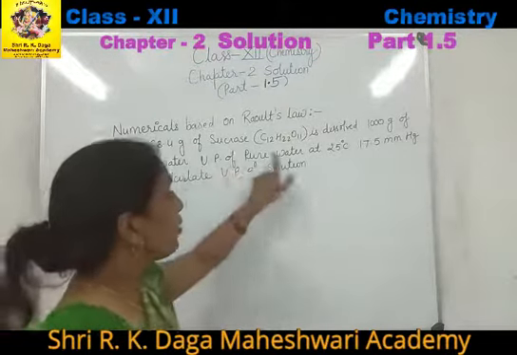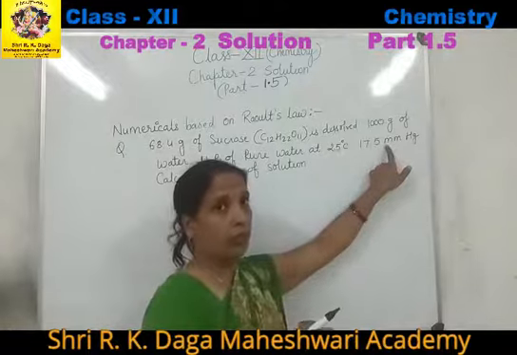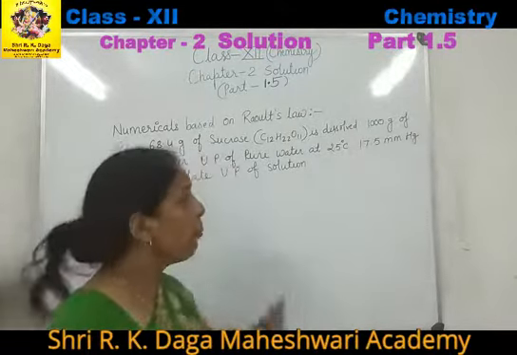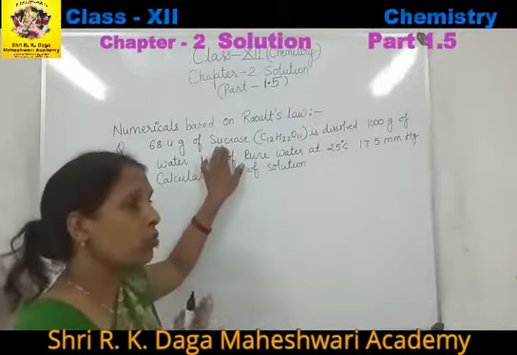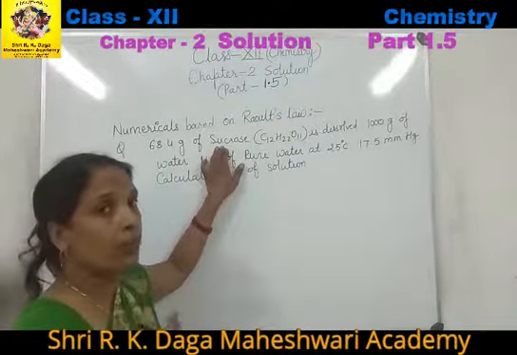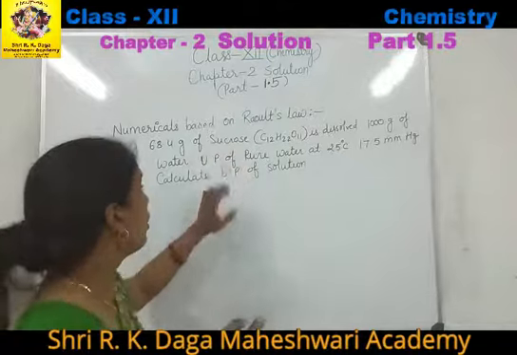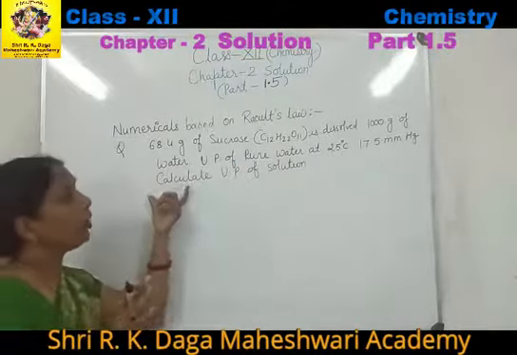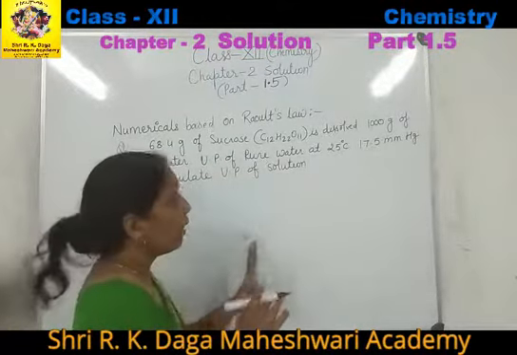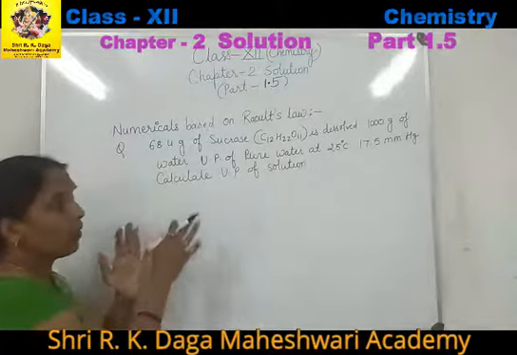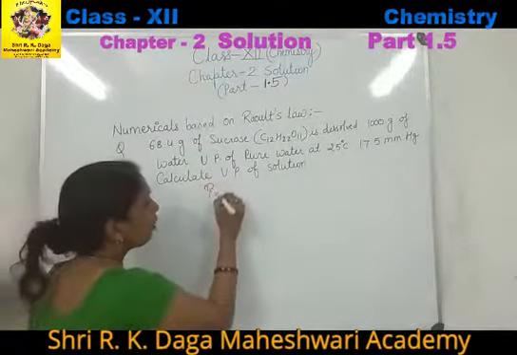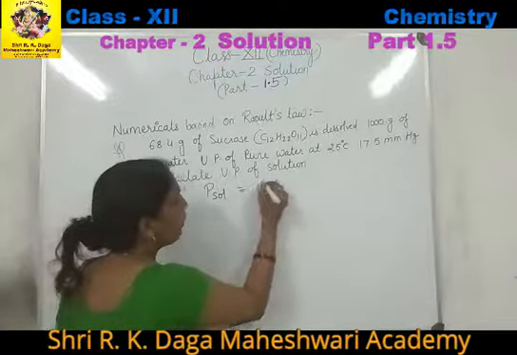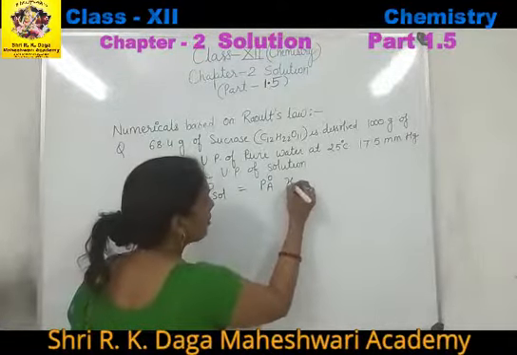Now the vapor pressure of pure water is given, meaning water is volatile in nature. But the vapor pressure of sucrose is not given. It means sucrose does not have a tendency to form vapors, therefore vapor pressure is not given. So what do we have to calculate? Calculate the vapor pressure of the solution. Here also one component is non-volatile. So we'll apply the formula P solution equal to P naught A into XA.